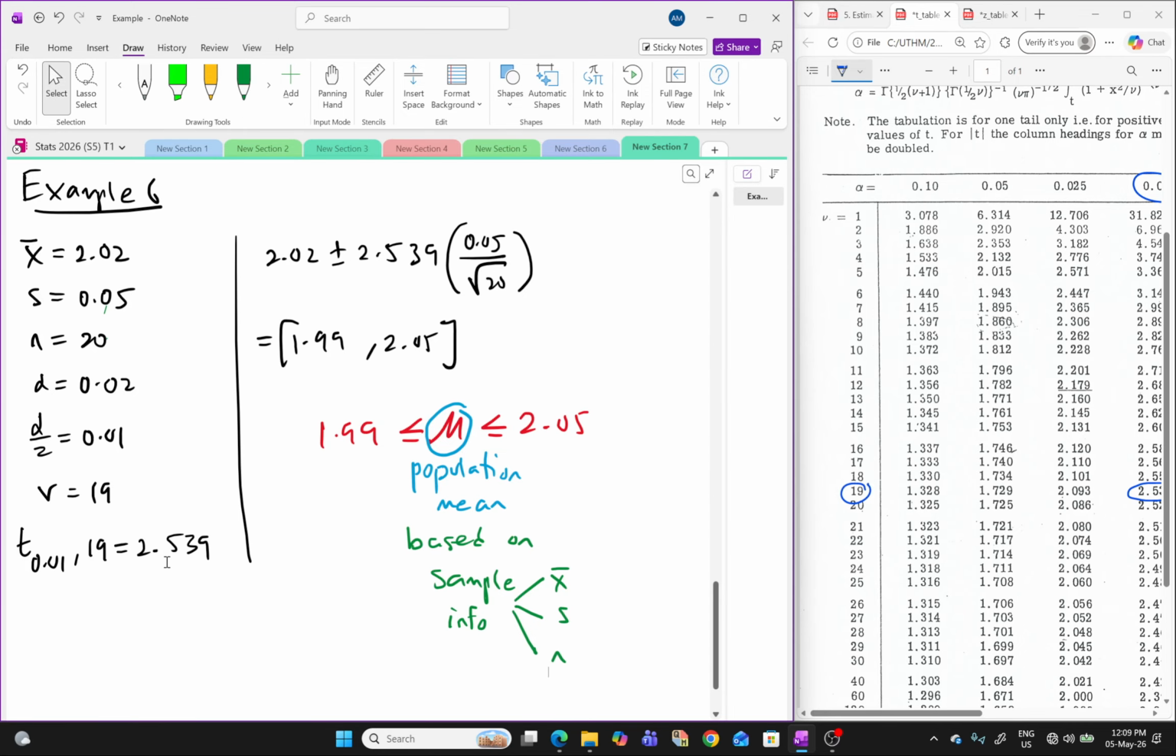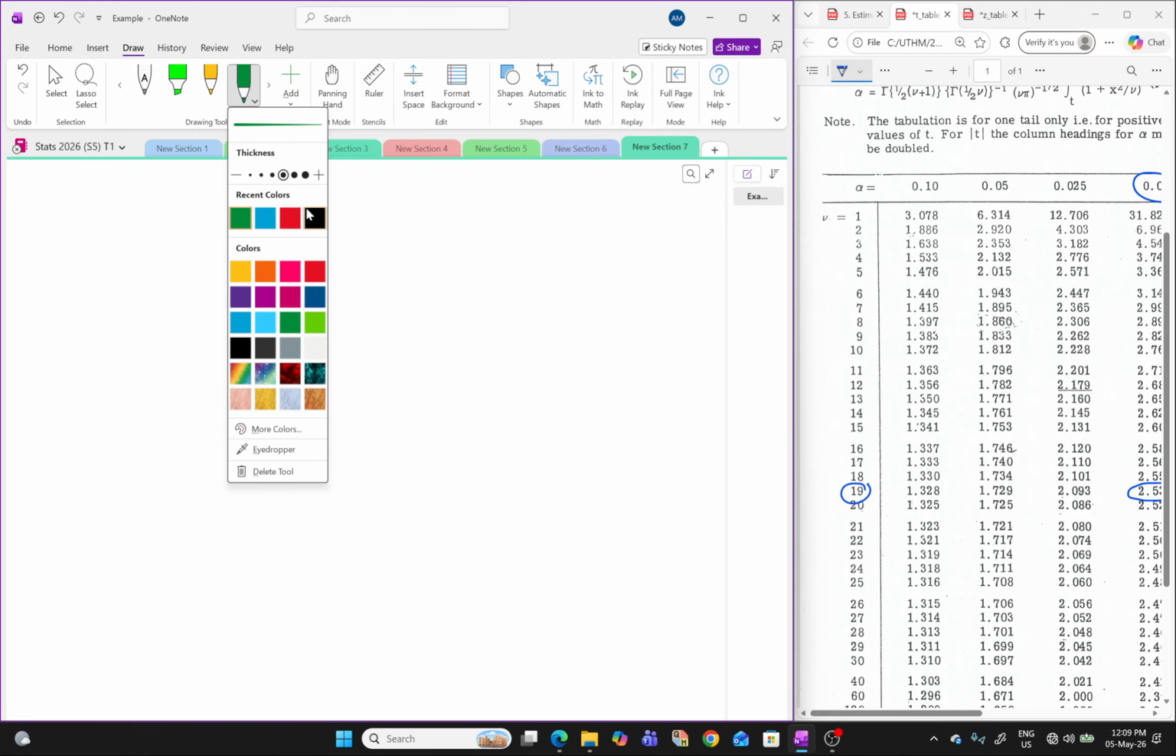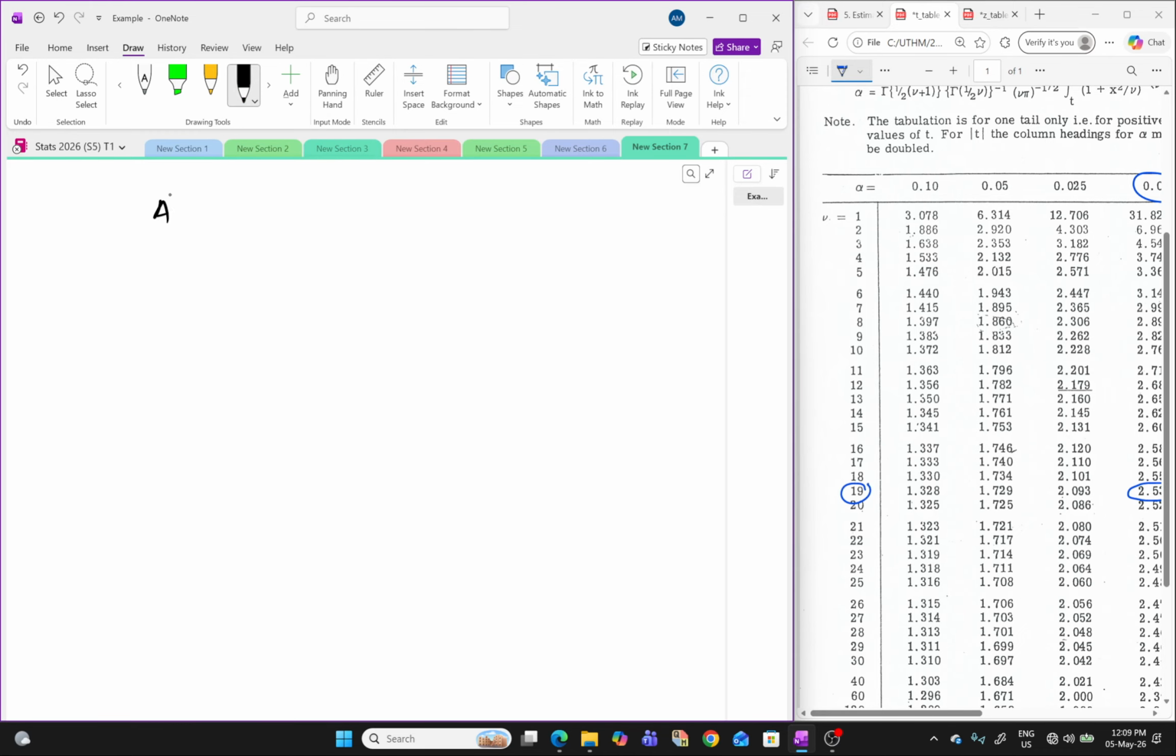Next, for example, this group, let's say they work in company A. Let's say on my left hand side you are working in company A, on my right hand side you are working in company B. My question is, what is the difference between the salary?